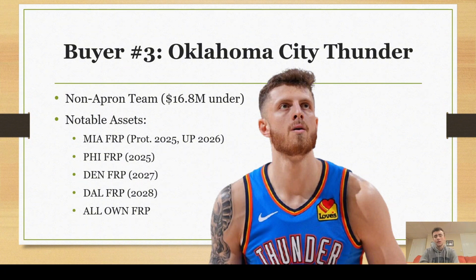Our third team is the Oklahoma City Thunder. They are also a non-apron team. They are $16.8 million under, and they have a lot of notable assets. As we know, the Thunder are sitting on a plethora of draft picks spanning all the way to 2031. Just a couple: they have Miami's first-round pick, which is protected in 2025 and is unprotected next year. So it's lottery protected this season. If the Heat make the playoffs, the Thunder will get their pick. If they do not make the playoffs, the Thunder will get their pick next year unprotected, which, with Butler gone, who knows what direction the Heat will be in.